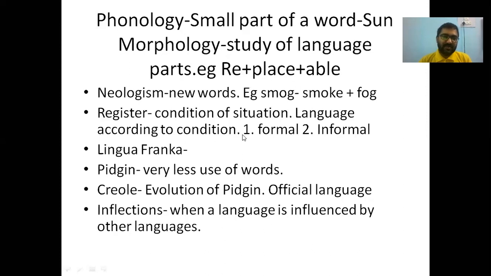Register is the condition of situation. In many situations we use language in different ways. There are two conditions, formal and informal. When we become formal, we give respect or formality, and we use formal language. Informal language is used with friends and family, where there are no set rules. So two kinds of registers are there: formal register and informal register.